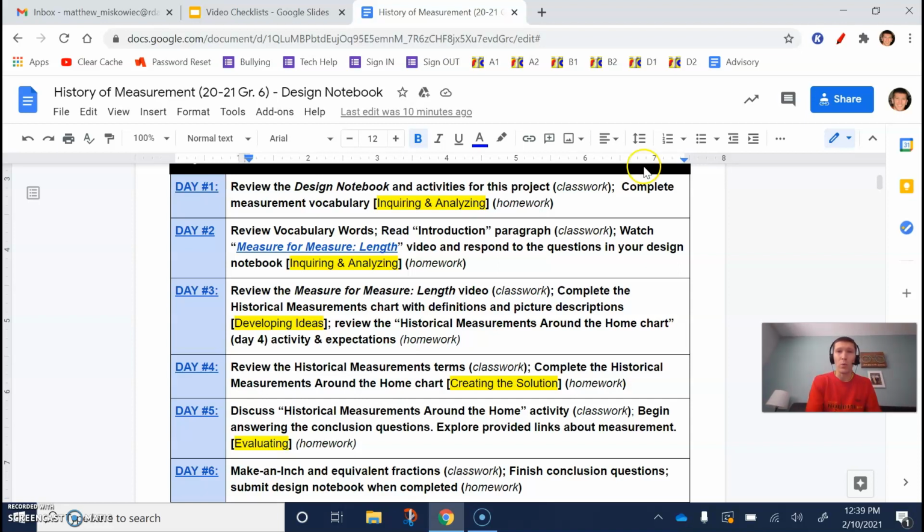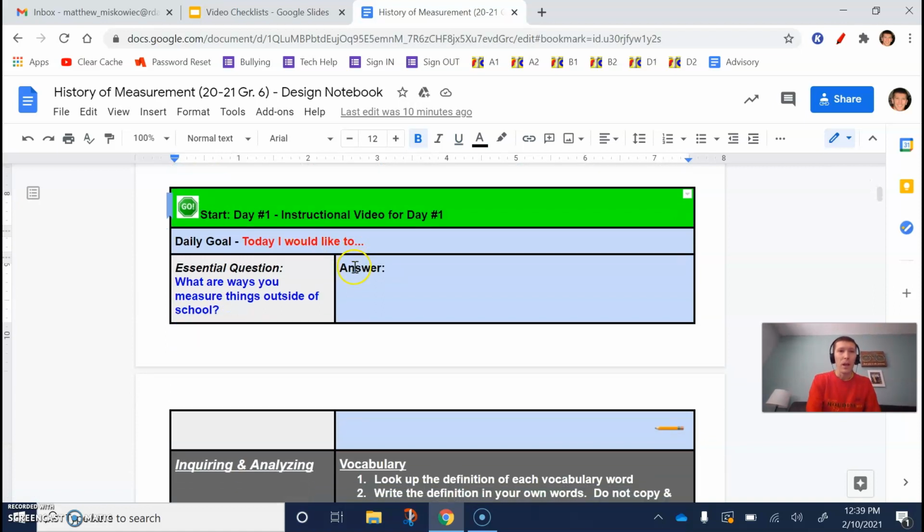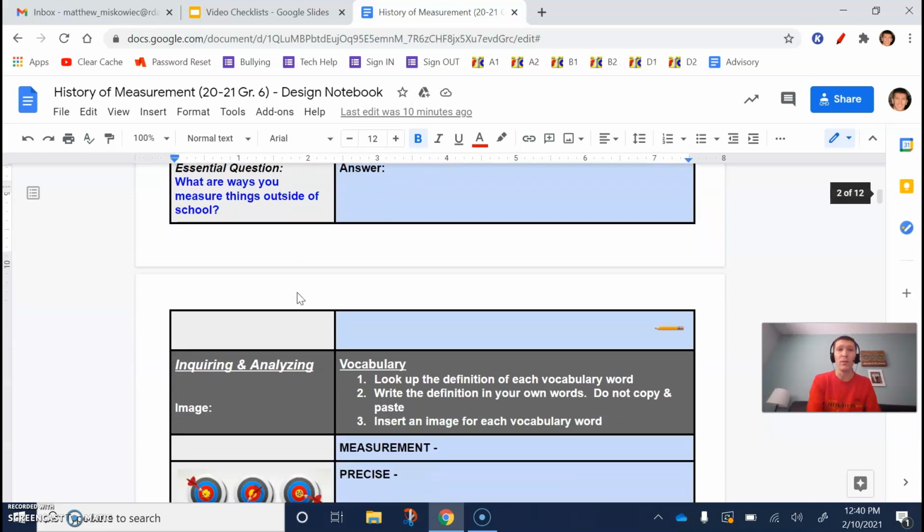And so for day number 1, we are going to complete vocabulary definitions. And you could scroll down, but just a reminder that all of these are linked bookmarks. So if I click on day number 1, it'll take me right to where I need to be. And remember to write your daily goal. What would you like to accomplish for this block? And then the essential question that you have to answer by the end of the block is, what are ways you measure things outside of school?